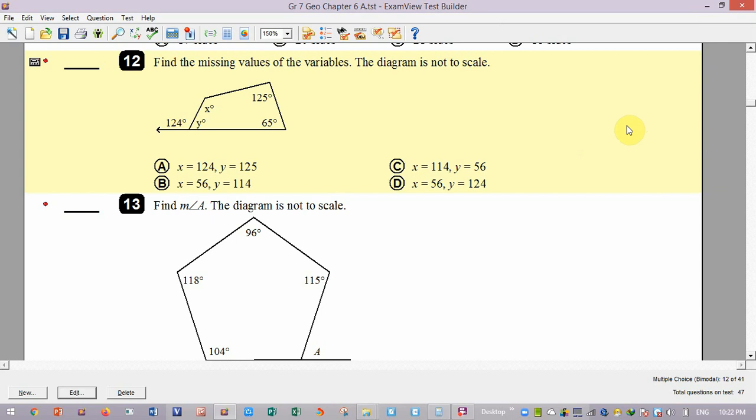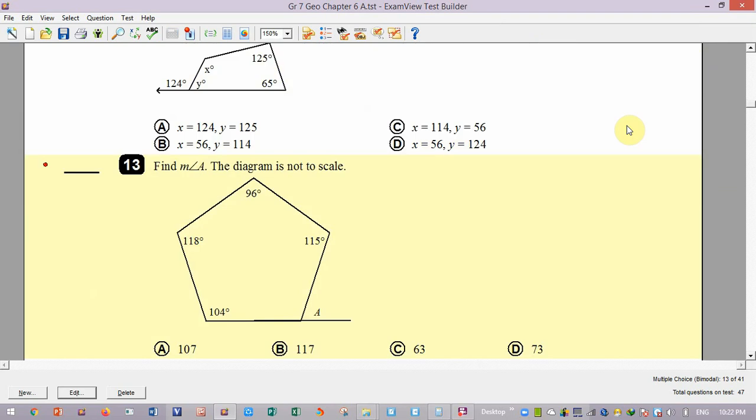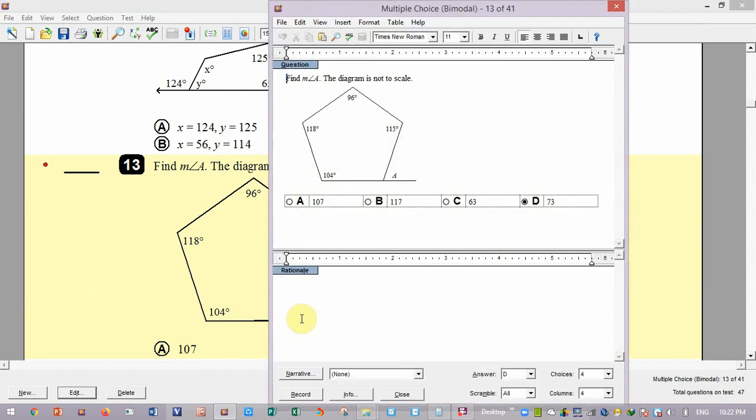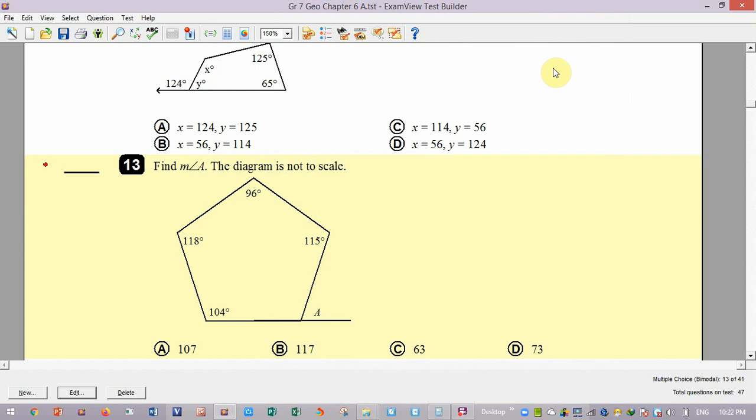Number 13. Find angle A. Angle A is an exterior angle, outside the polygon. If we have this adjacent angle, then subtract it from 180. But what's the measure of this angle? I don't know. But I have a polygon. How many sides? Count. 1, 2, 3, 4, 5 sides.